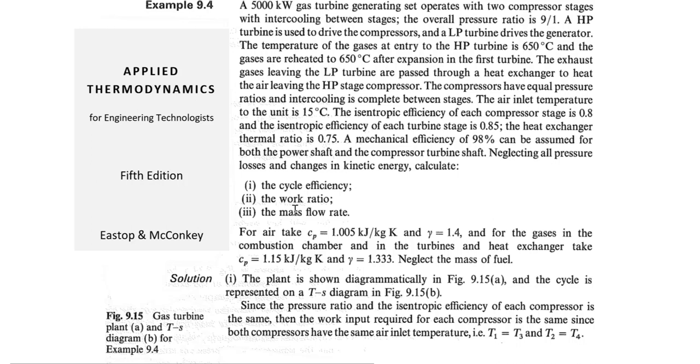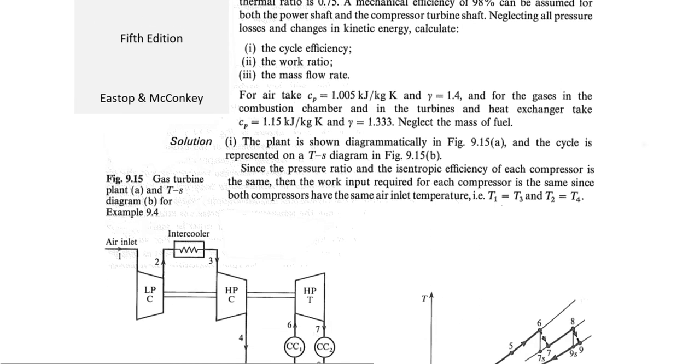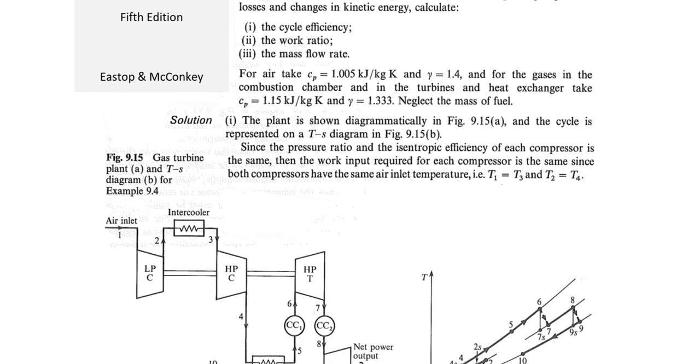In this example, we will be using the air standard analysis. For the cold air side, we would be assuming Cp as 1.005 kilojoule per kg Kelvin, and gamma for the air would be 1.4. And for the hot side, which is the combustion chamber and the turbine side, we would be assuming Cp as 1.15 kilojoule per kg Kelvin and gamma as 1.33. Again, we are neglecting the mass of the fuel.